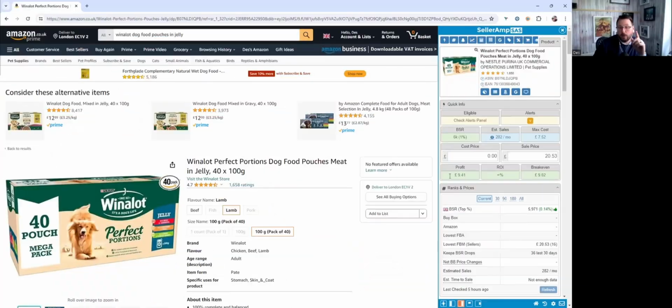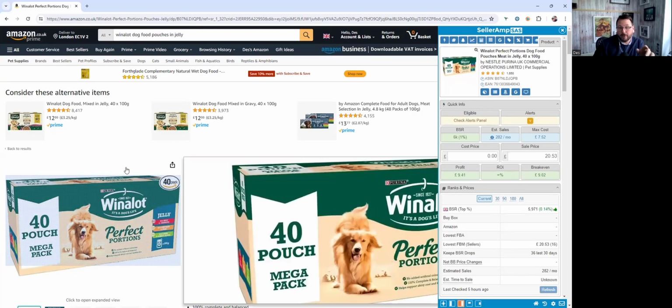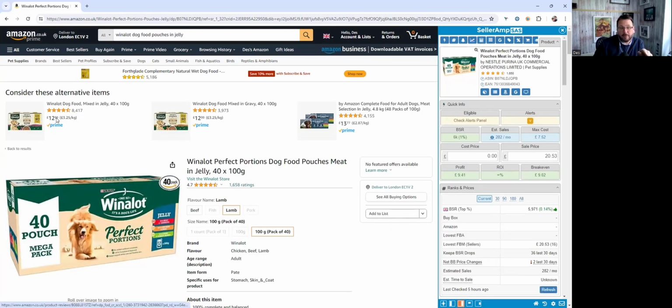Look at this. So we found this Win-A-Lot dog food. I'm not going to lie to you, one of these up here, which one was it? One of them, I can't remember, was my first ever product. So I know a lot about Win-A-Lot.